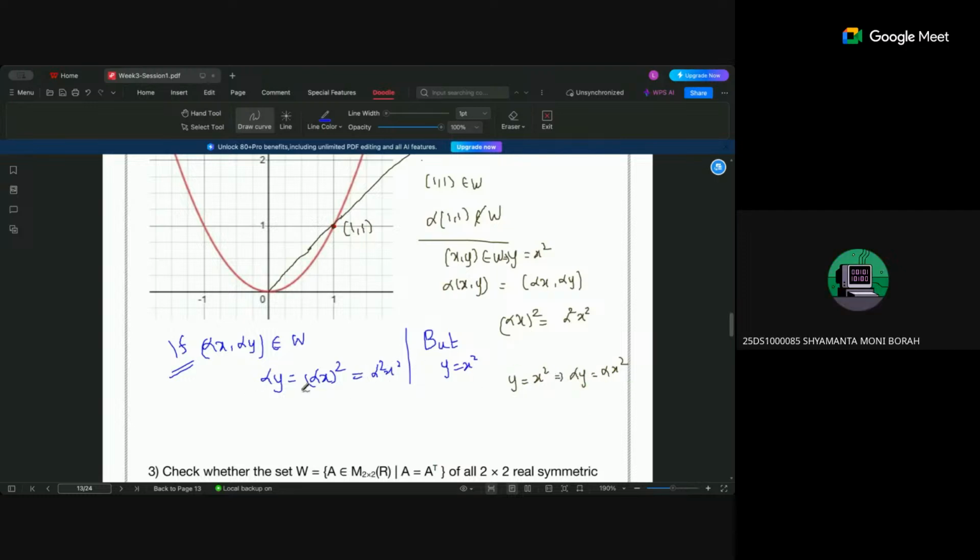Okay, got it. Ma'am, in this one, since you have written alpha y equal to alpha x whole square, y equal to x. Okay, this is what we want, but this is what we have. So this is not a subspace. All right.